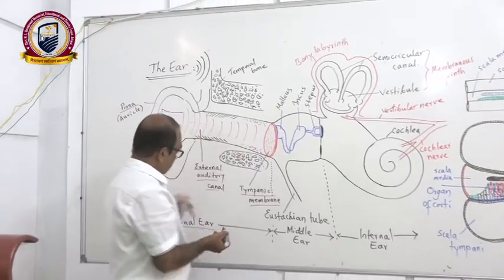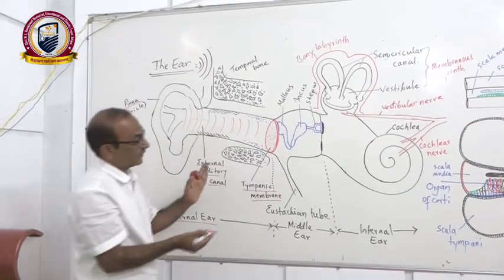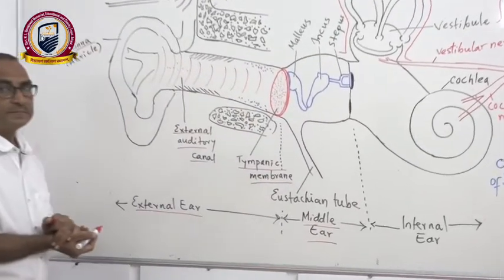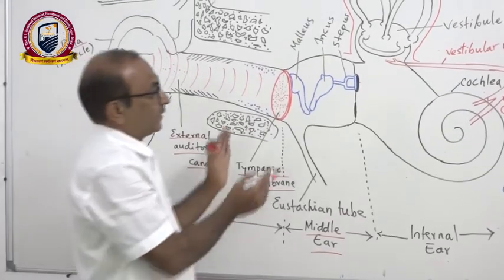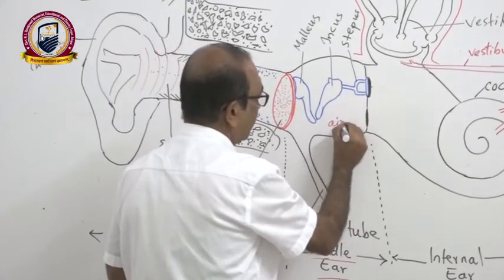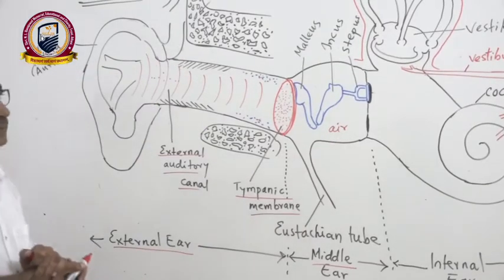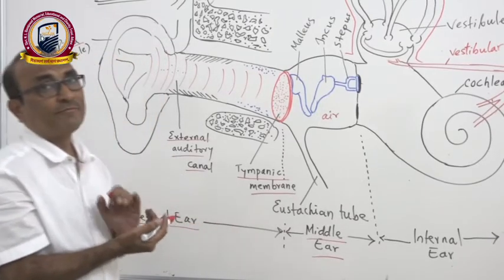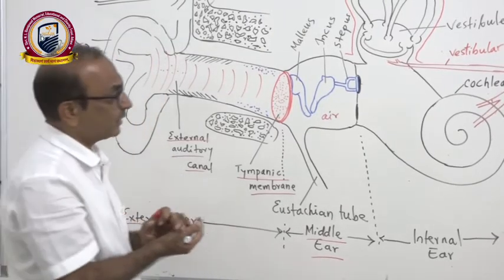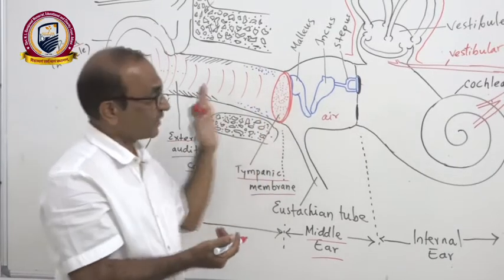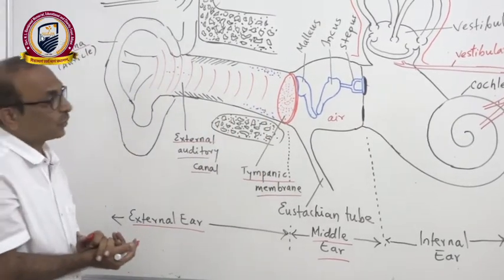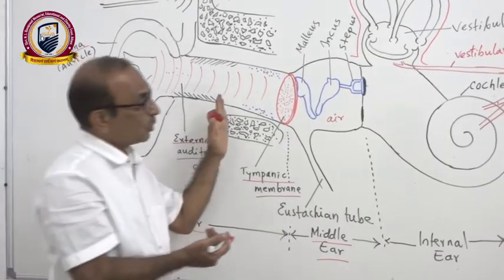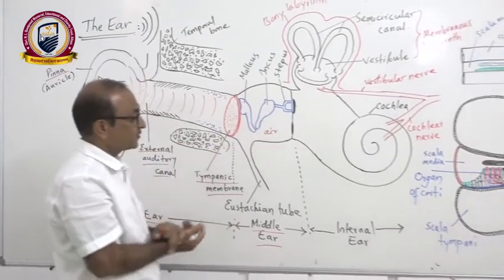Now after the external ear, the next part of the ear is the middle ear. The middle ear is an air-filled chamber. We know that sound cannot travel in a vacuum. Therefore, air is essential for transmission of the sound waves. So to transmit the sound waves, we need air here. So air is there inside.